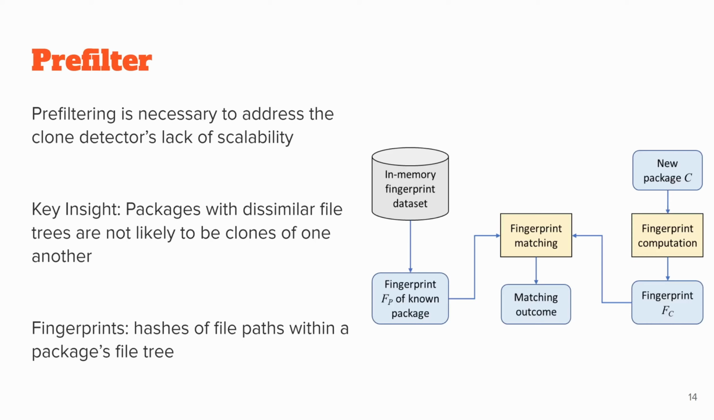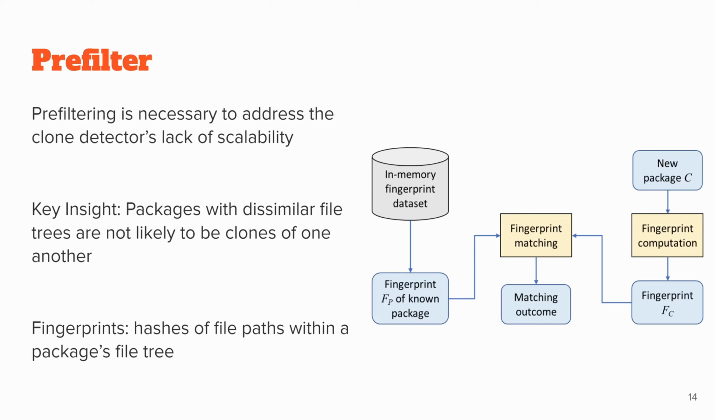Although the clone detector overcomes challenges related to clone detection, we found that it's not a very scalable approach. To address this, we built a high-performance pre-filter designed to approximate the output of the clone detector by quickly weeding out packages not likely to be clones. The pre-filter takes a single package as input and outputs a list of packages that the input package has a possible clone relationship with. The key insight behind the pre-filter is that packages with dissimilar file trees are not likely to be clones of one another.